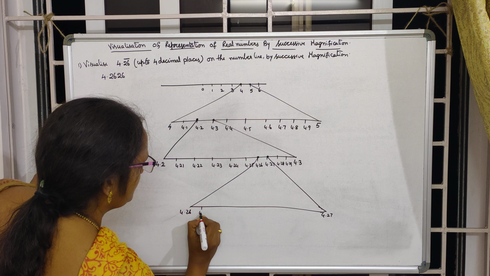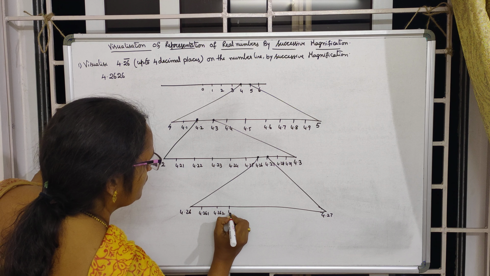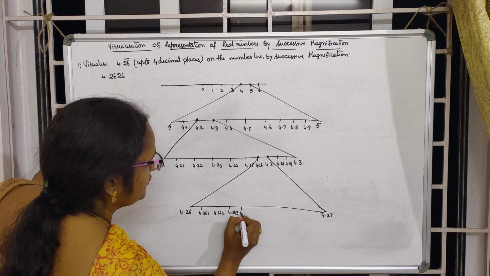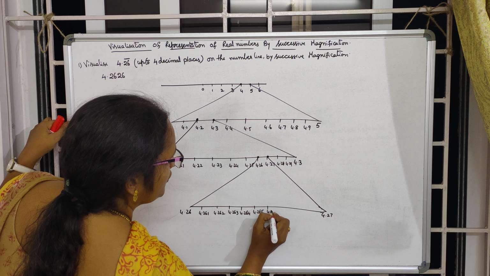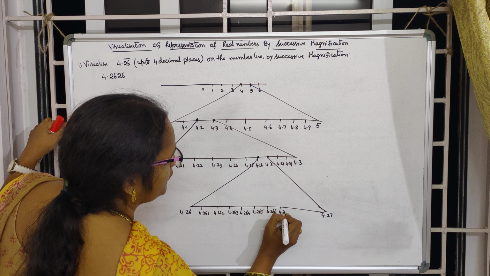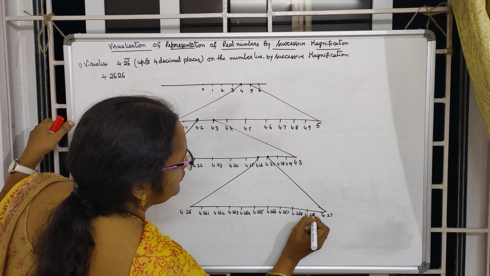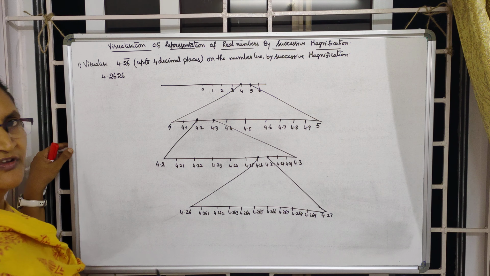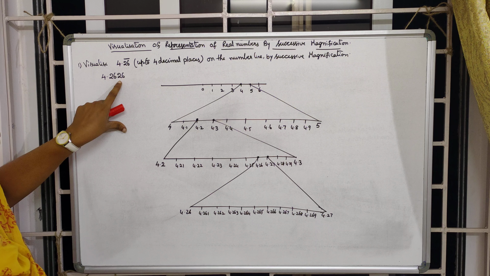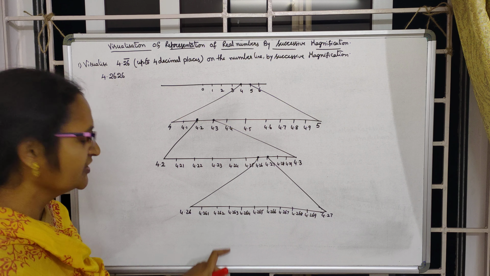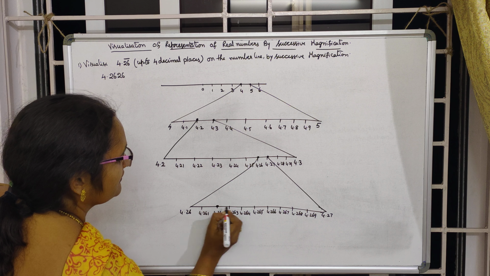There it will be 4.26 and this is 4.27. So here it should be 4.261, this is 4.262, 4.263, 4.264, this is 4.265, 4.266, this is 4.267, 4.268, 4.269, 4.270, right? Now 4.262 is there. 4.2626 I need. So in between which two numbers will it exist? In between these two numbers it will exist.